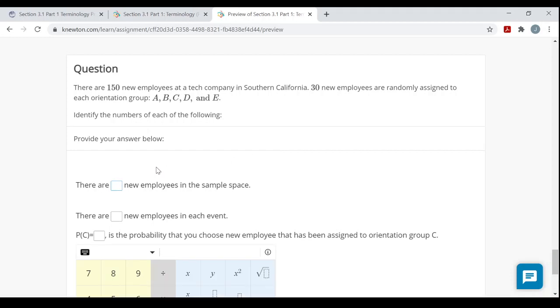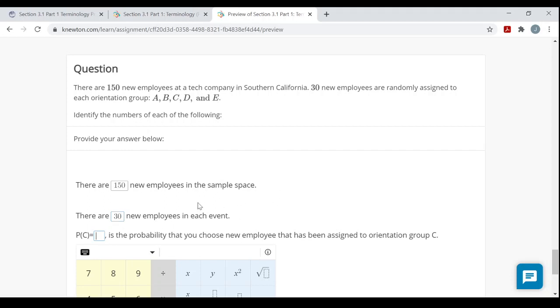So what's the sample space? How many new employees are there, basically that's like the population, everyone. There are 150 new employees at this company. And say each group represents an event. You can either go to A, B, C, D, or E. There are 30 employees in each of these groups.